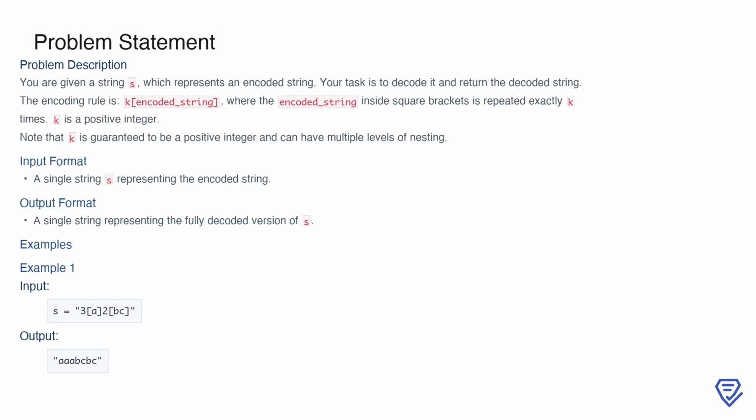In this problem, we are given an encoded string s, and our task is to decode it and return the fully decoded version. The encoding follows a specific pattern, k[encoded_string], where k is a positive integer indicating how many times the substring inside the brackets should be repeated. Importantly, this encoding rule allows for multiple levels of nesting, meaning that encoded substrings can themselves contain additional encoded substrings. For input, we're provided with a single string s, and our output should be a single string representing the decoded version of s. Let's look at an example to better understand how this decoding works.